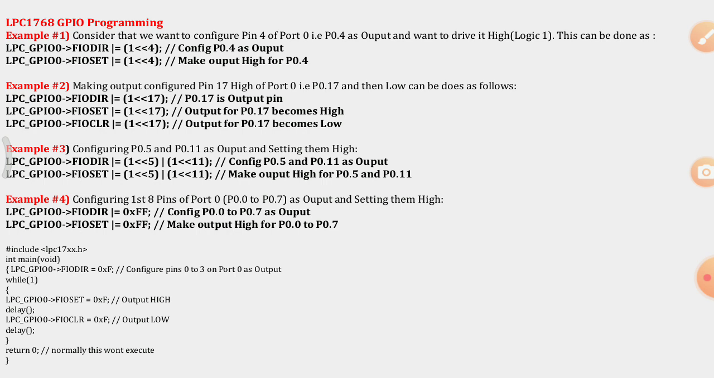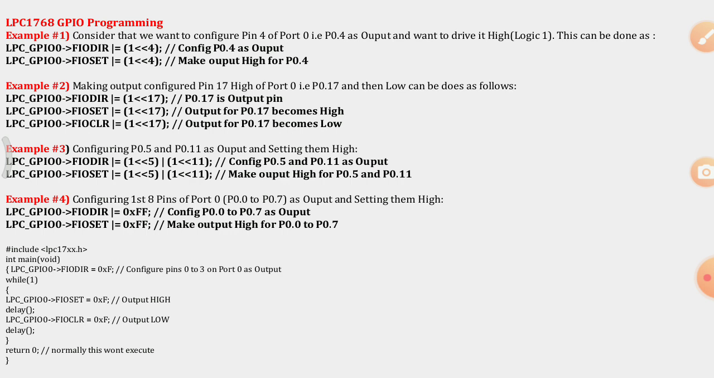So make the output high for P0.4. In example 2, configuring pin 17 of port 0 as output and making it high can be done as follows. First of all, we set the direction of P0.17, that is 1 shifted 17 times to the left. Then set the 17th pin and clear the 17th pin. Three instructions, three commands.